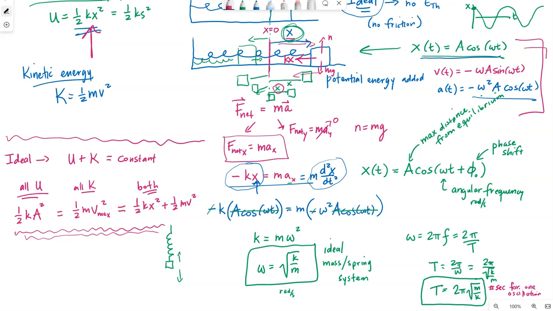We still want to remember how we can write the equations that describe the motion as a function of time. And then uniquely, we find that omega for a mass spring system, the radians per second, the angular frequency, is the square root of k over m. So how fast this system will oscillate is directly related to the spring constant and the mass. And then if we use our equations that relate omega to frequency and period, we can write the period in terms of mass and spring constant as well.